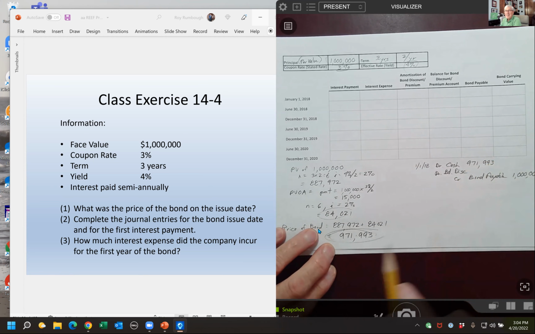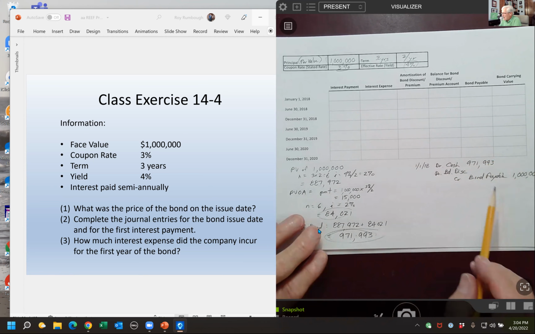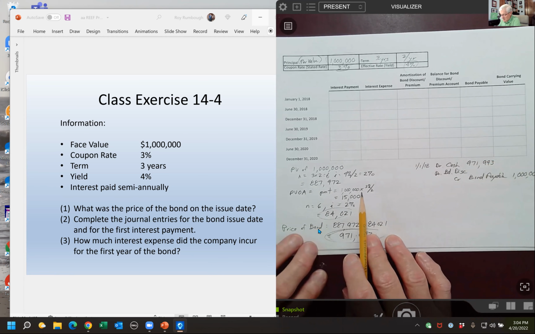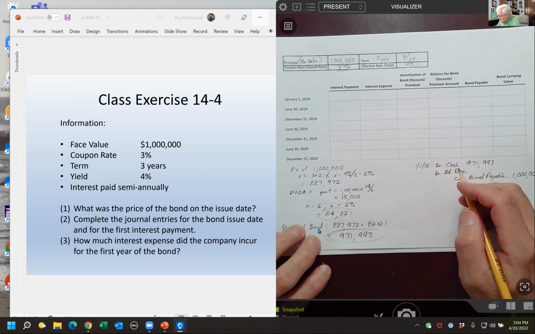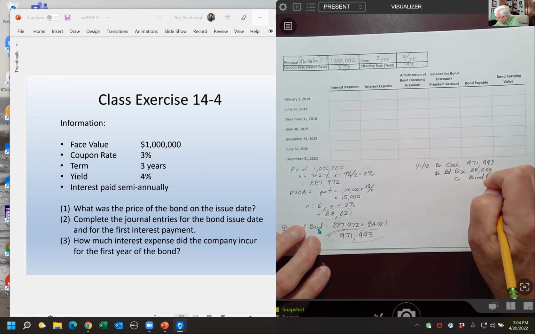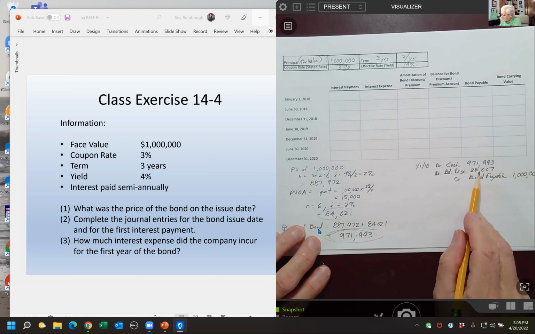I do it that way, so I'll never be confused. If my debit of cash is a lot larger than that, I know I've got to do a credit there. That would be a bond premium. So that's one way of thinking about it, I guess. So the bond discount is 28,007. There's $1 million and $1 million.